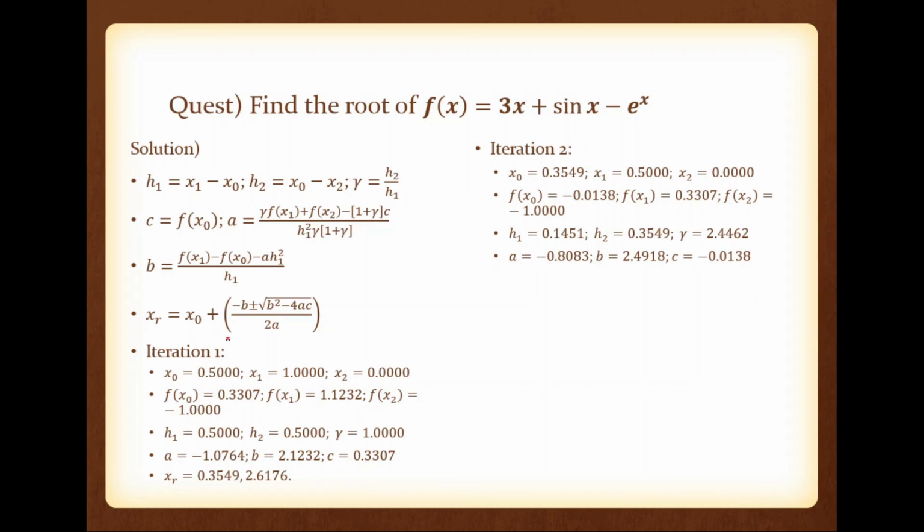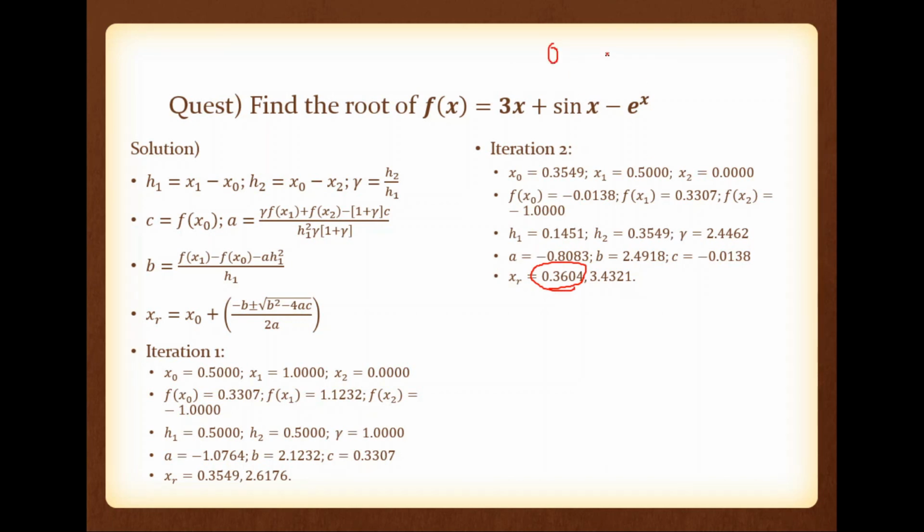So substitute into this equation, we have XR is equal to 0.3604, and it will give two values, the second value is 3.4321. Okay. So now we have two values. So which one is very close to x0? This is x0. The closest value is this one. So you have to select this one as the new x0, right?